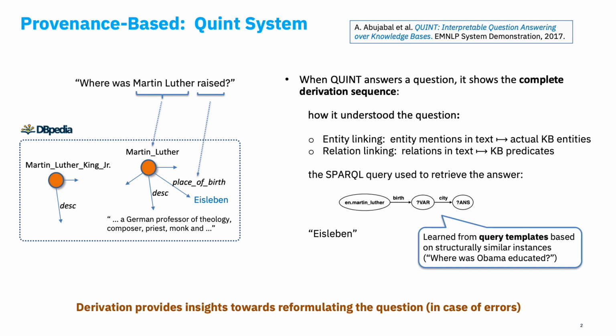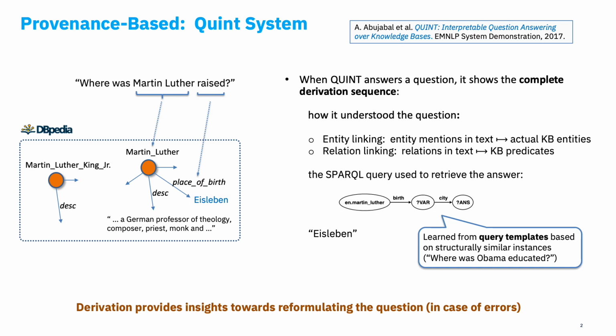This starts with how it understood the question, which includes solving two tasks, namely entity linking and relation linking. Entity linking is the task of correctly matching and disambiguating each entity mentioned in the question to an actual knowledge-based entity. For our example, Martin Luther in text needs to be matched to the Martin Luther entity in DBpedia and not Martin Luther King Jr., which is a different person.